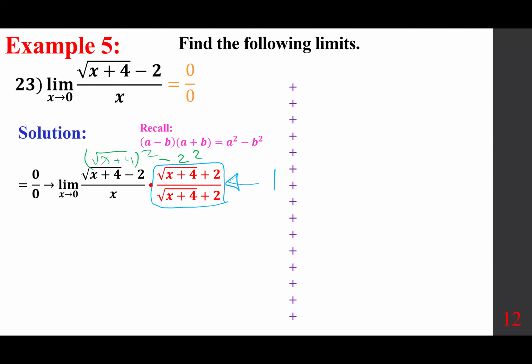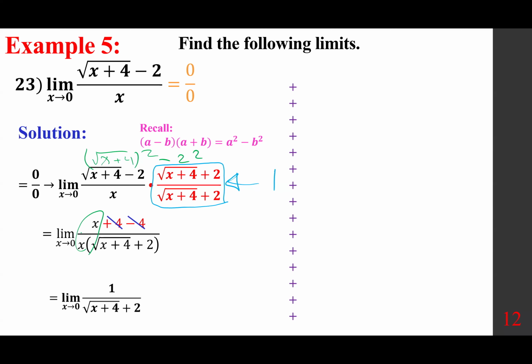And so x plus 4 comes out, then minus 4. 4 and negative 4 cancel each other. x and x cancel each other. We get 1 in the numerator. If we plug in 0, we get the square root of 4, which is 2. Plus 2 is 4. That is the denominator. The numerator remains as 1. The final answer is 1/4.